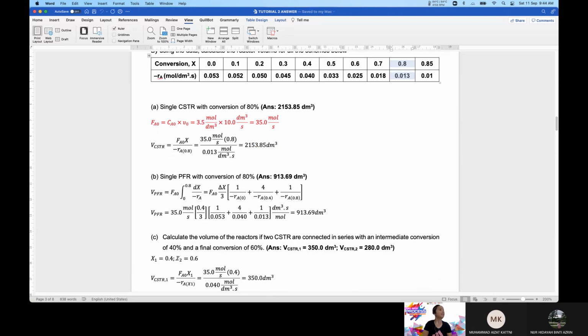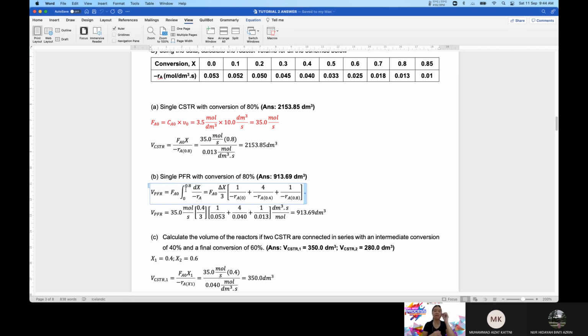So part B dia kata single PFR conversion 80%. Tadi single CSTR, sekarang single PFR. So tengok balik design equation untuk PFR. Design equation dia diberi volume PFR equals to FA0 kali integration 0 to 0.8 dX per minus RA.